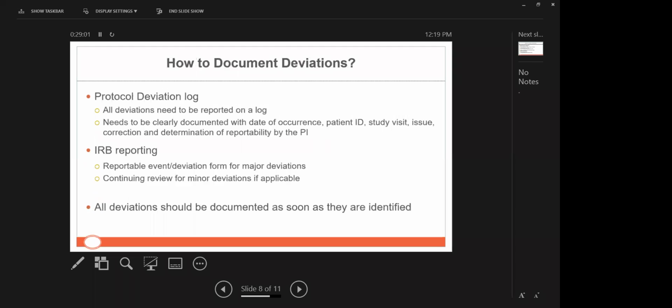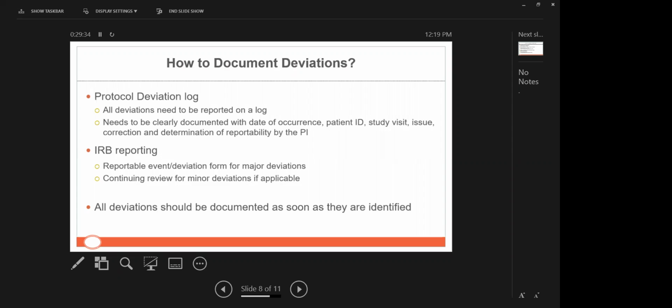Okay, now that we've identified, we've assessed. Now we need to make sure it's documented correctly. So at your site, you should have a study-specific protocol deviation log. Sometimes that's provided by your CRO. Other times it's expected that you have a log ready to sort of document all your deviations. So all deviations need to be reported on the log, either minor or major, they all need to be listed.